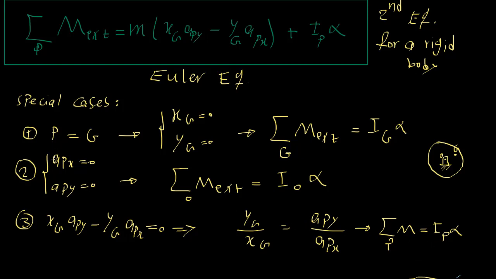I cannot emphasize this more: this is very important to keep in mind. If you see a 2D kinetics problem, and the equations that we want to use to solve it are F equals m a_G, the first equation that we derived, and the second equation, then we have to consider whether to choose the reference point as one of these special cases so that we can reduce this equation to sigma M equal to I alpha, or no, to write down this equation in a general format and keep these terms here. So sigma M is equal to m (x_G a_Py minus y_G a_Px) plus I_P alpha.